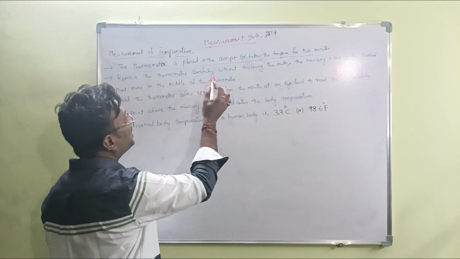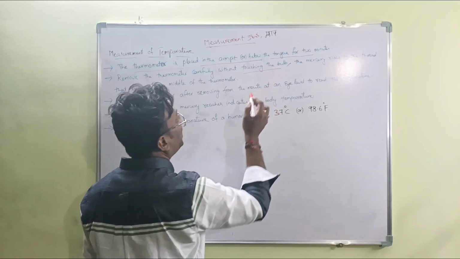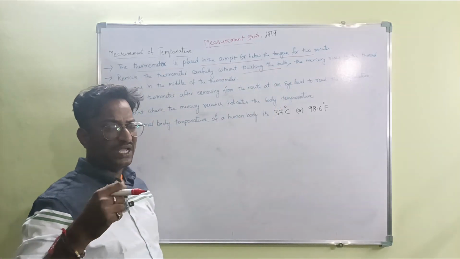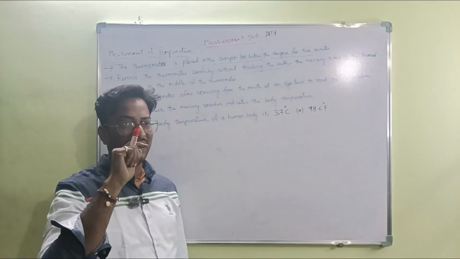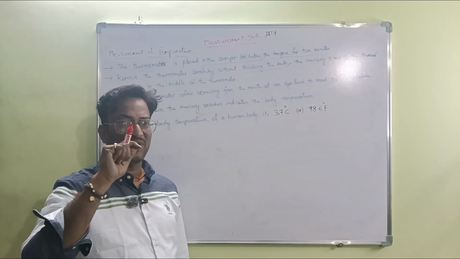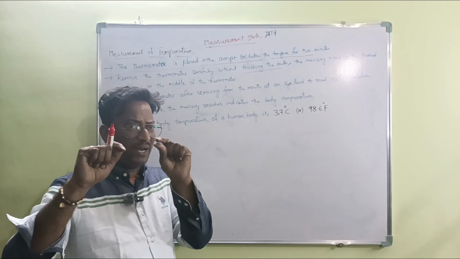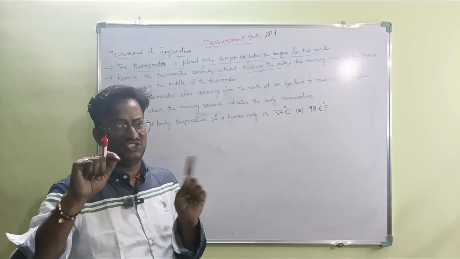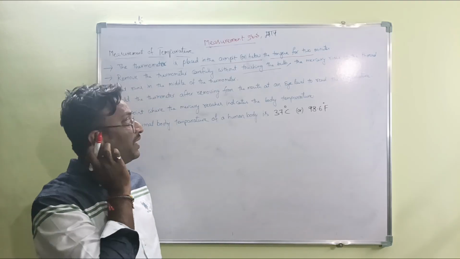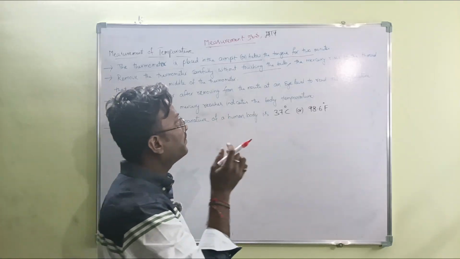Remove the thermometer carefully without touching the bulb. After we keep it in the mouth and then remove it from the mouth, below that there will be the bulb-like structure. That bulb should not be touched. Okay, without touching the bulb, we should remove the thermometer.